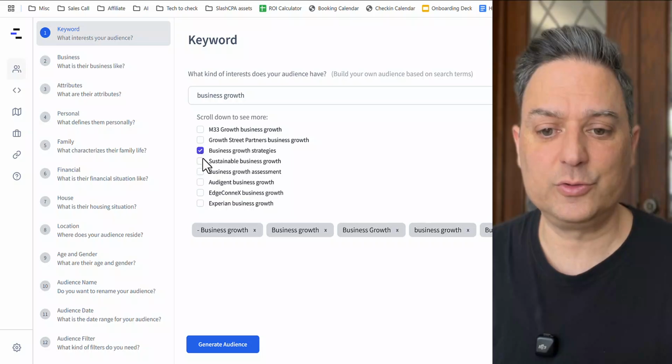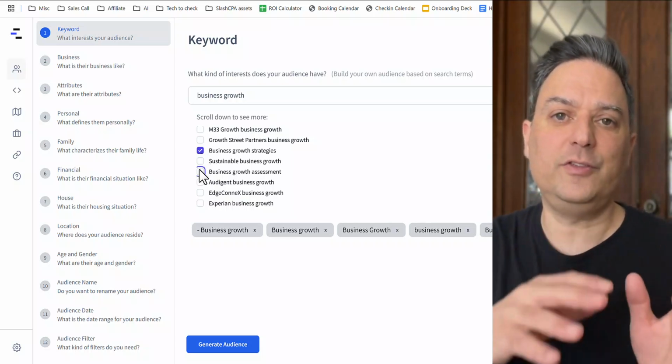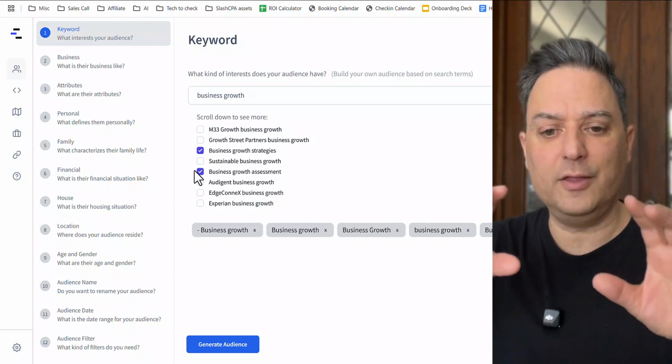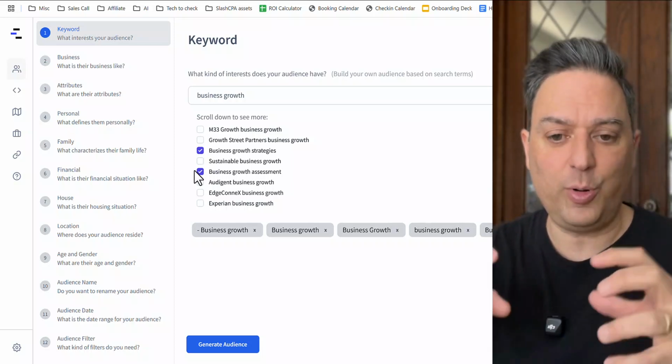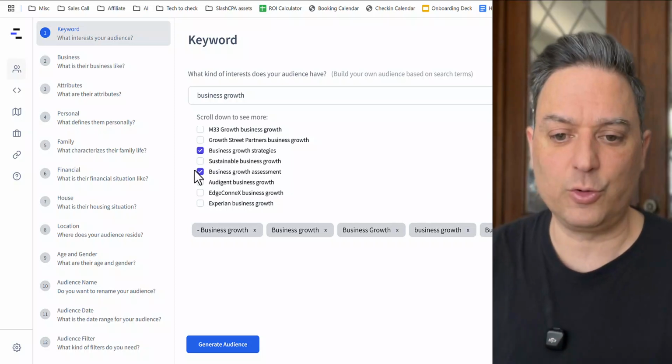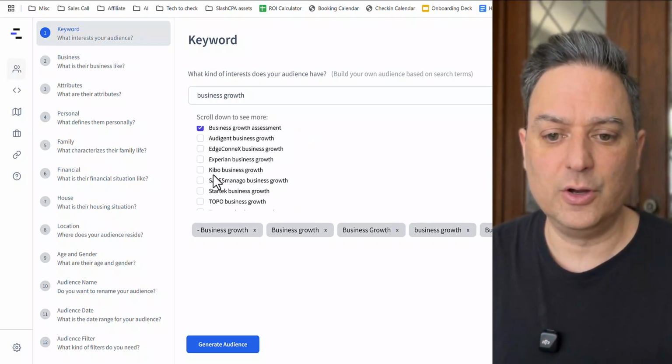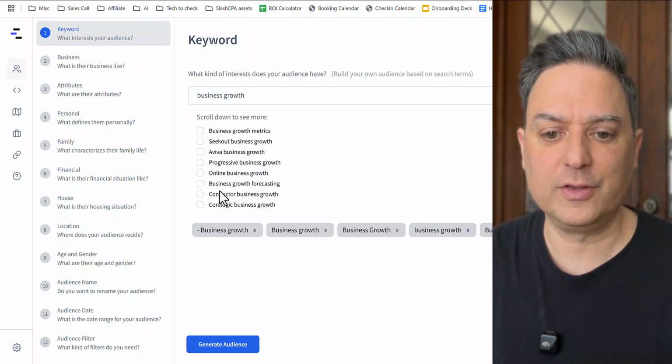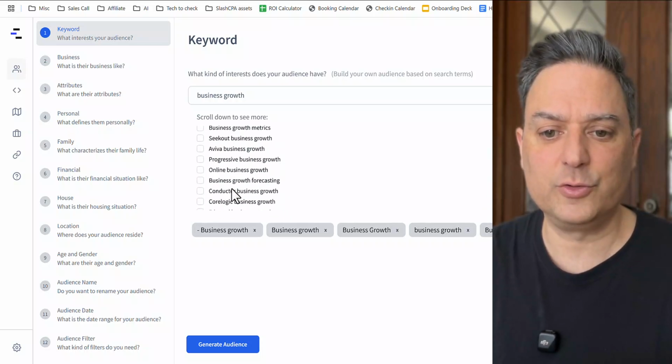Sustainable business growth assessment. Each one of these keywords, by the way, has about 100 other keywords inside of it, and also the websites that they may visit as well. It's all part of those keywords. And then obviously we score them as well. So let's see. Business growth may not be the best. Online business growth is probably good. Progressive business growth forecasting is probably good.